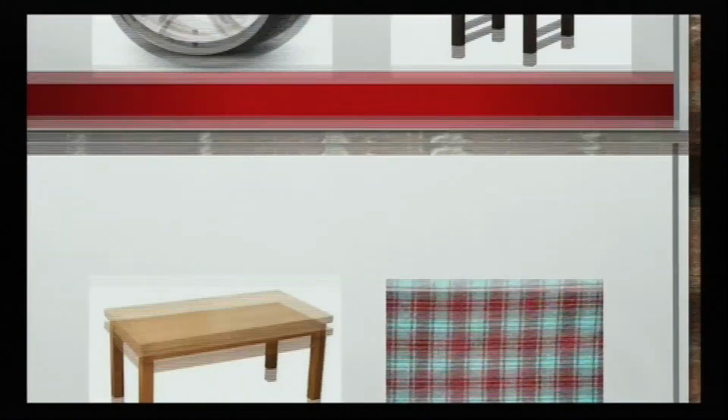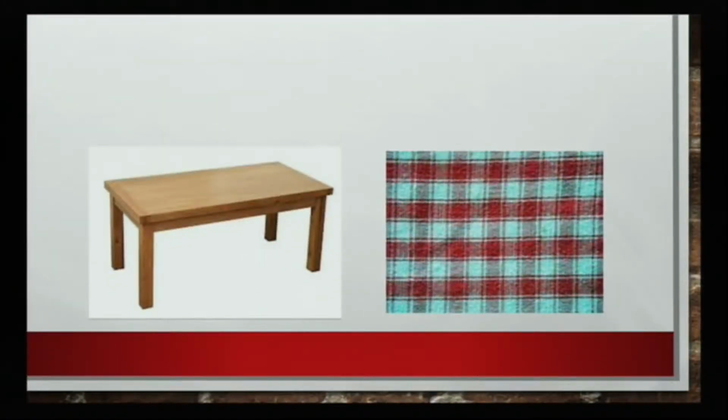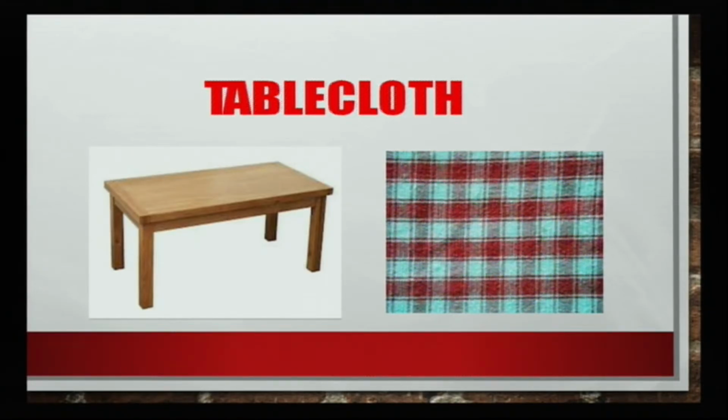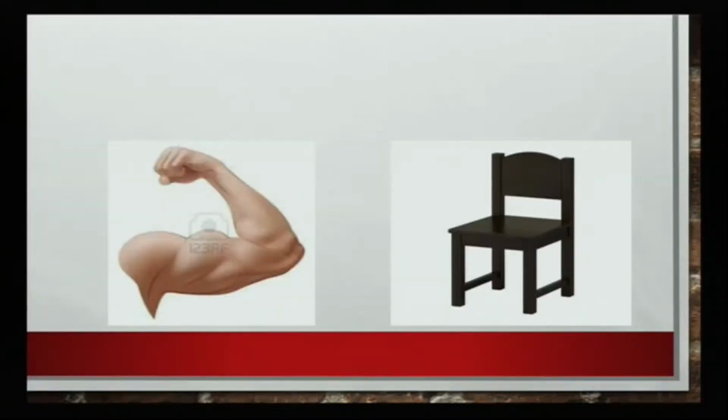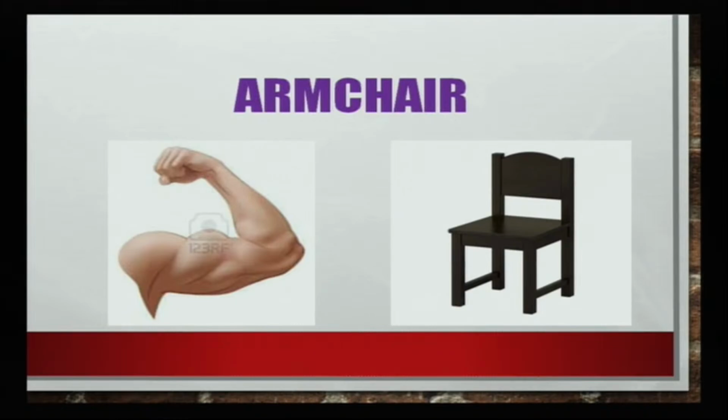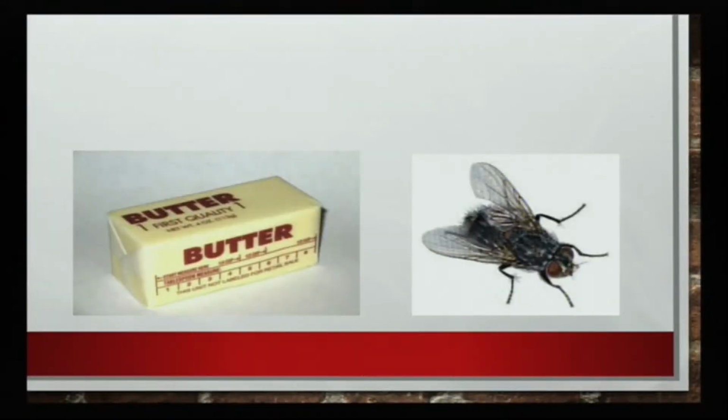Very good. And next, take a look. You have table and you have cloth. So, what is our word? The word is tablecloth. And finally, you have an arm and you have a chair. So, what does that make the word? Armchair. Very good. Students, this is how you make compound words.